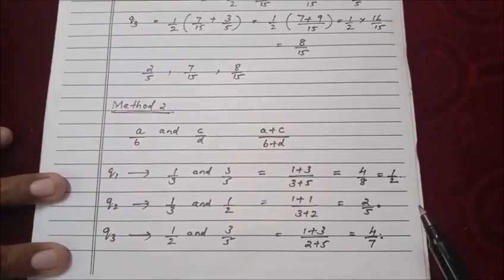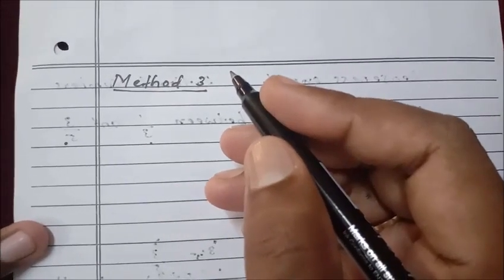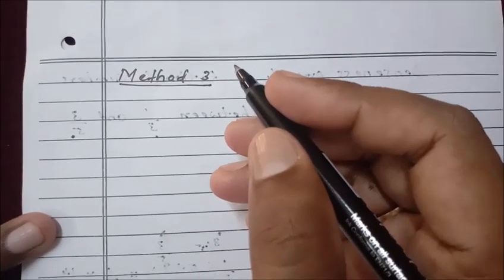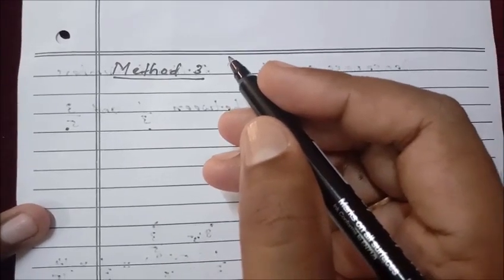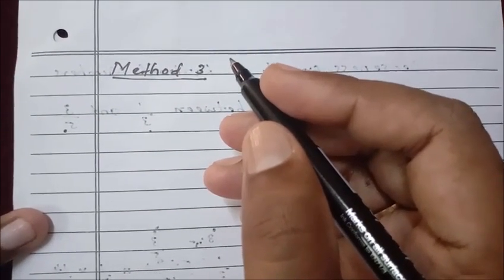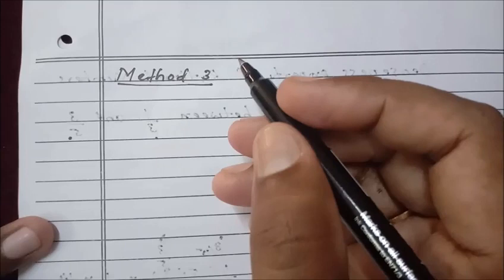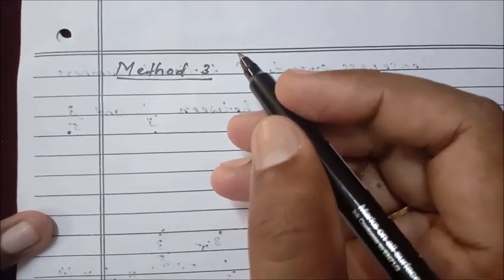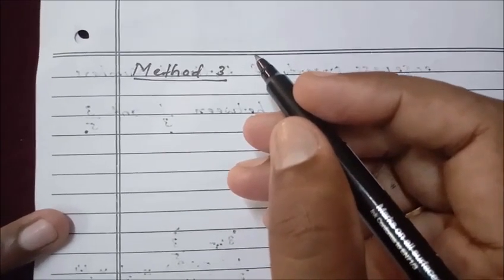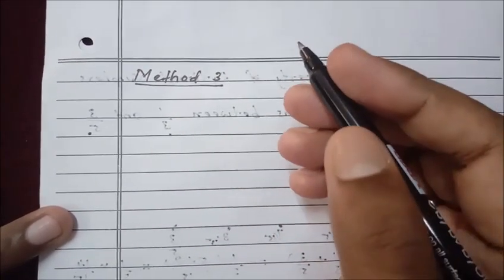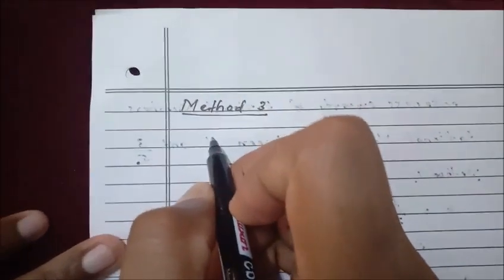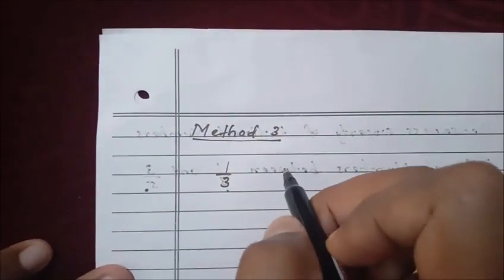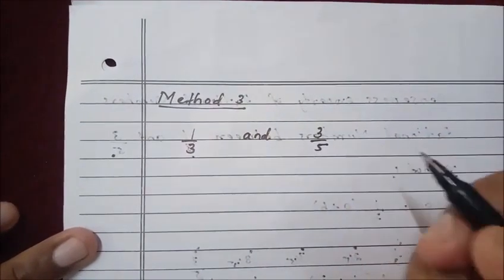Now method 3, and this method we are using when we need to find a large number of rational numbers between two given rational numbers, and here we have to take sufficiently large common denominator depending on how many rational numbers we have to find. Now the same example we are going to take. We are going to find infinitely many rational numbers between 1 by 3 and 3 upon 5.